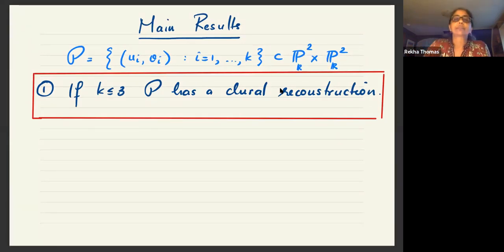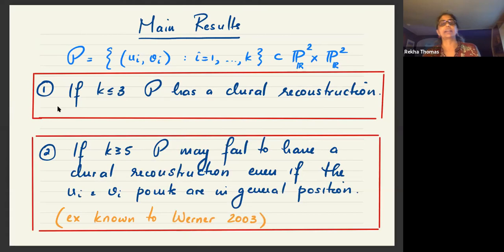The main results we prove are the following, which in a certain view of the world are a complete answer to the question. Our input is these point pairs u_i, v_i, k of them. The first result we prove is that if k is at most 3, so if you only give me 3 points on each side, then there's always a chiral reconstruction. This is unconditional. I don't care what the geometry of the points looks like, I will always be able to chirally reconstruct.